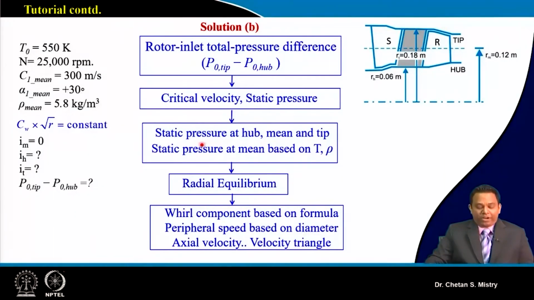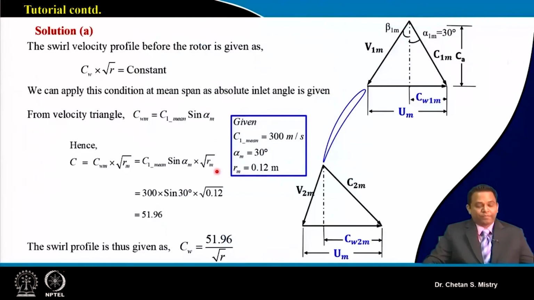We can use the fundamentals of the radial equilibrium equation, and based on that we will calculate all the velocity components. From that we will calculate our critical velocity ratio, and from that we can calculate our total pressure difference. So let's begin with the first solution. With all the information given to us, we can plot this kind of velocity triangle.